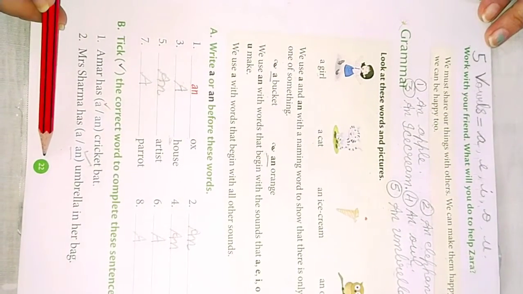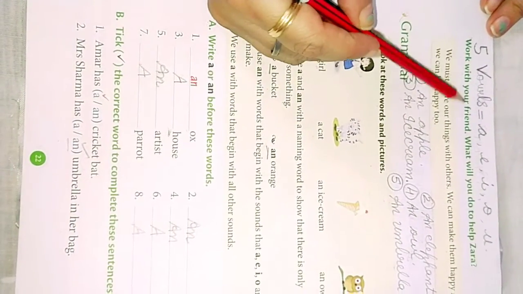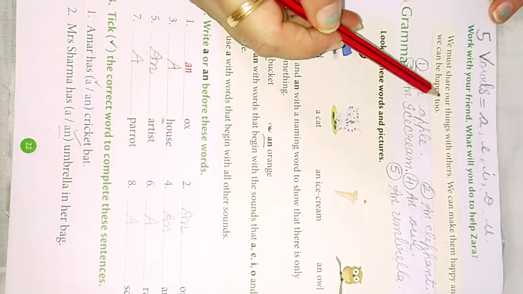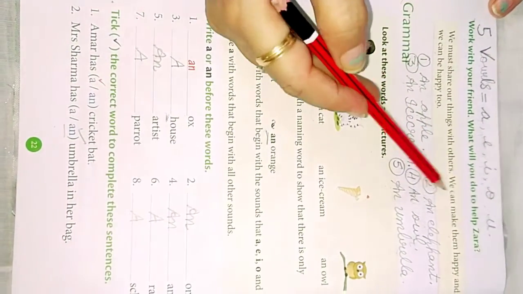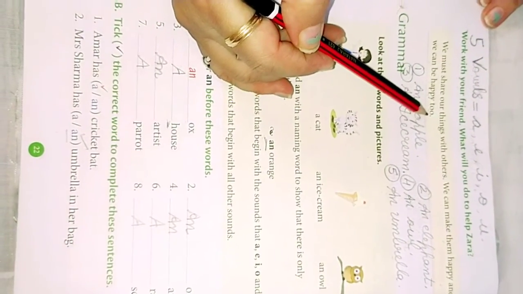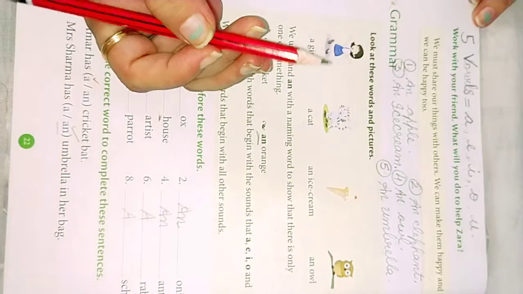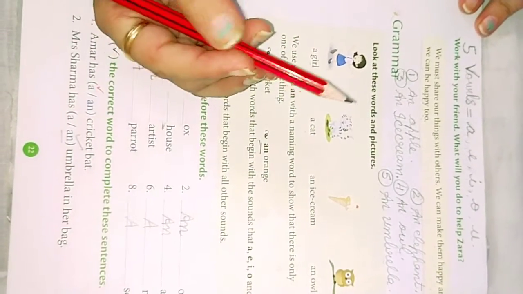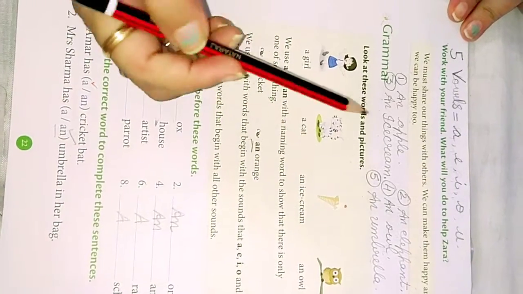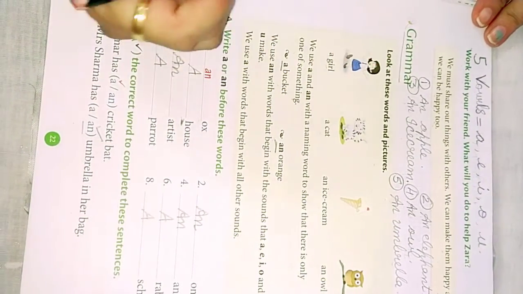Turn to page number 22. Work with your friend. What will you do to help Zara? We must share our things with others. We can make them happy and we can be happy too. Yes, if your friend is in need or in any problem, then you have to help that friend or share your things. Now we come to the grammar part.